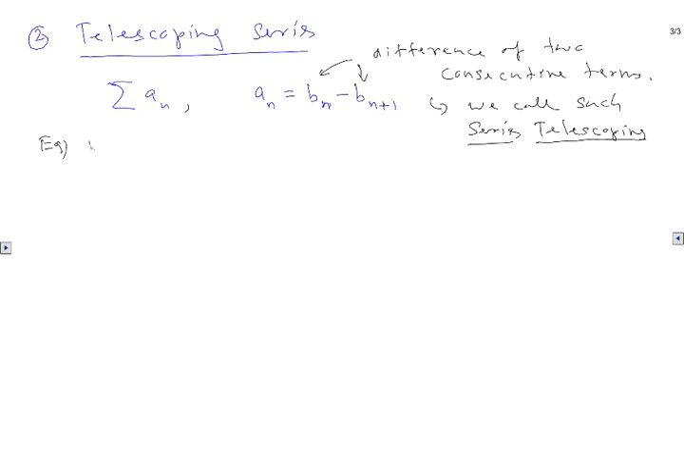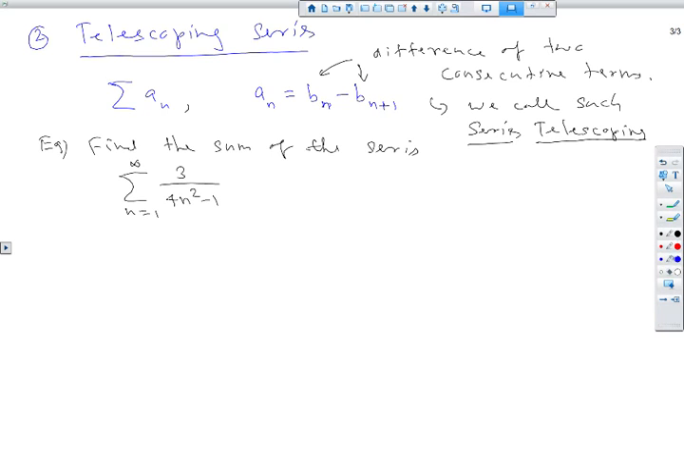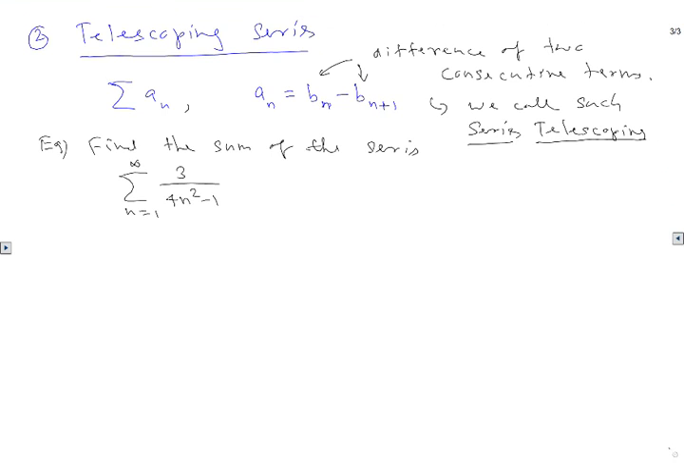Find the sum of the series. Let's look at this one. This is sigma n going from 1 to infinity, 3 over 4n squared minus 1. So that's the series. Let's think about this. So right after you see the series, it doesn't look like anything pretty much. So what you do is you're going to factor the denominator. Let's look at the nth term. So what's the nth term?